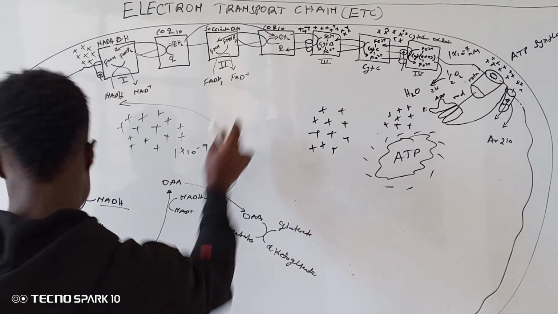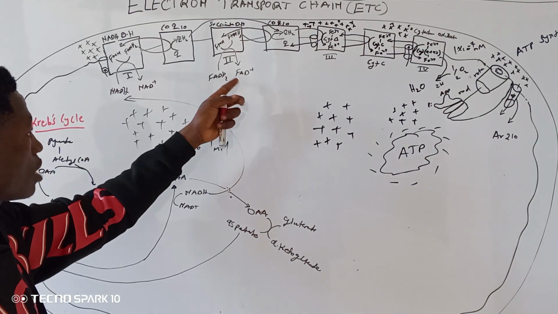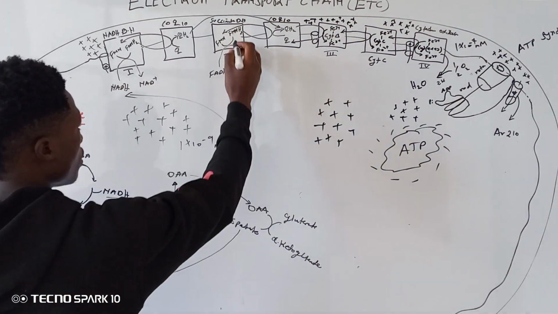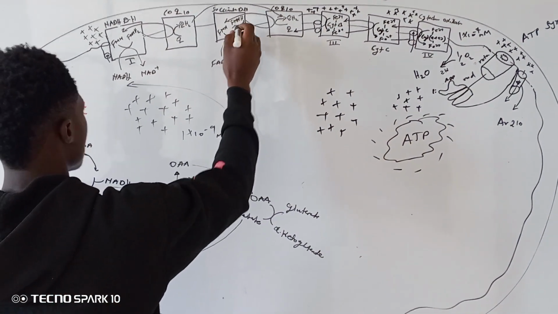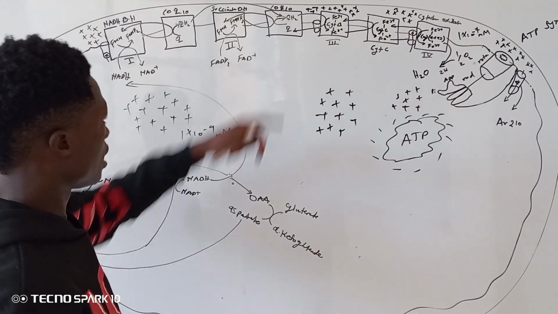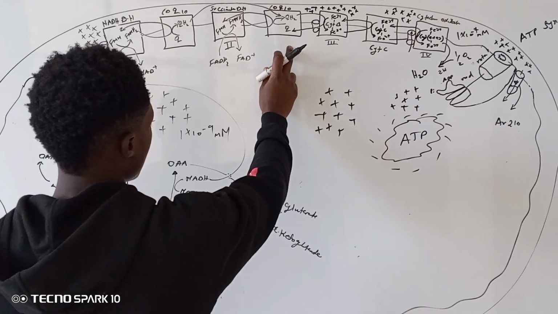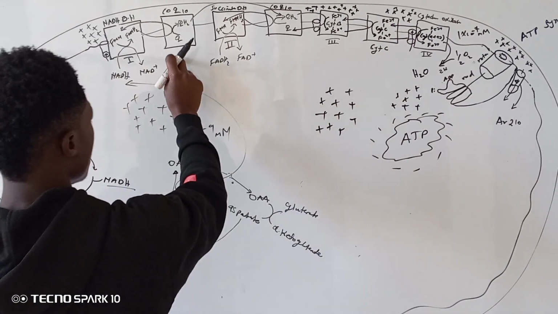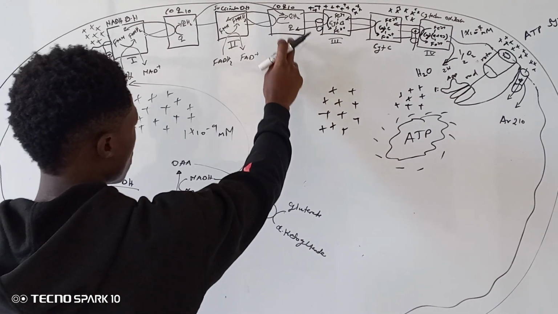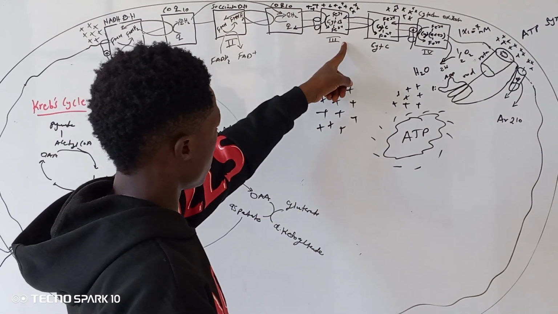Then we come to FADH2. FADH2 unloads the electrons at complex 2. The electrons are taken again by flavin mononucleotide, which then passes the electrons to coenzyme Q. Coenzyme Q takes the electrons, and the coenzyme Q from this side combines with the coenzyme Q from the other side. Then coenzyme Q passes the electrons to complex 3.